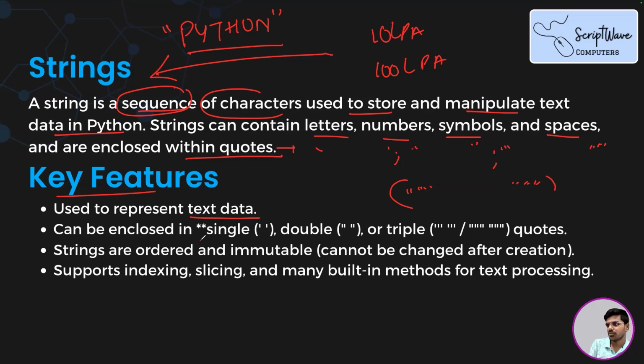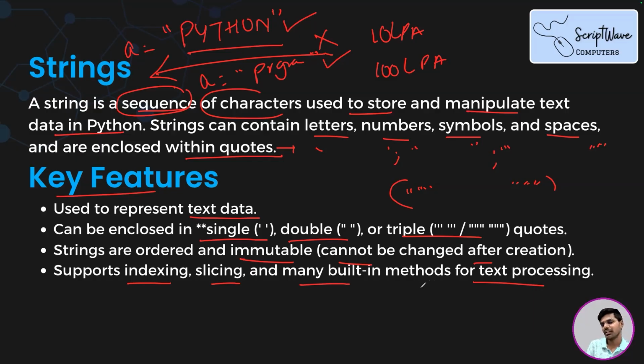A string can be enclosed in single, double, or triple quotes, as I already discussed above. Strings are an ordered and immutable data type. That means we cannot make any changes. Now you can ask me, let's say we define a is equal to 10. Can I say a is equal to programming? Yes, you can, but the memory for this a and the memory for that a will be entirely different. Both are not the same. Strings support indexing, slicing, and many other built-in methods for text processing.